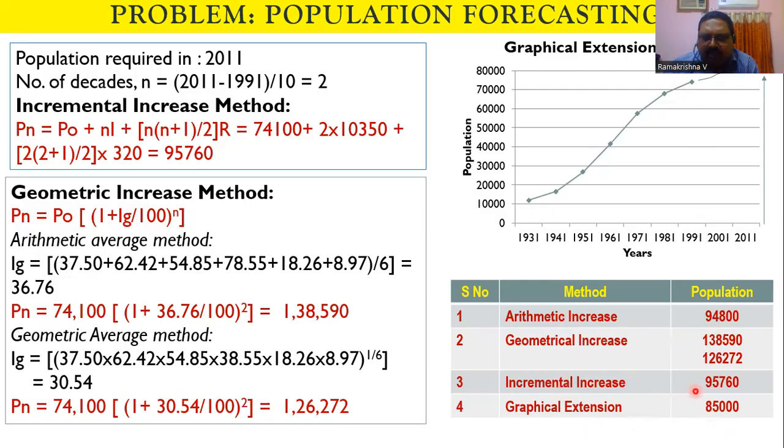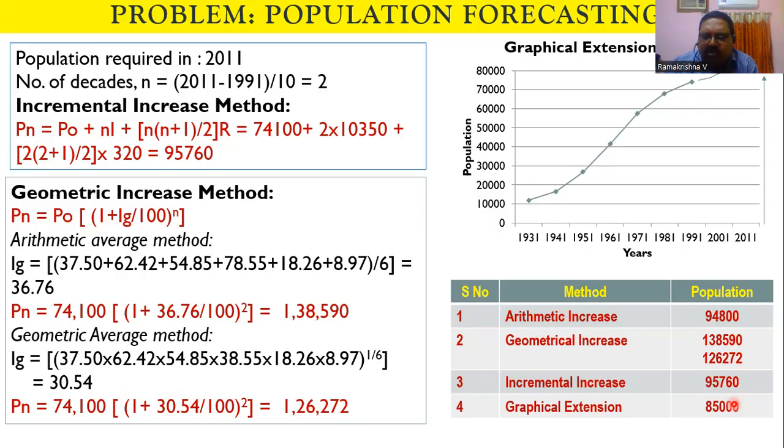But for incremental increase, the extra value you have got beyond the arithmetic increase method is nothing but the second term in the equation. That is the net incremental increase value we are considering, because there will be some positive increases and some negative increases during the decades of population. So that's why we are adding that. That gives a more logical value.